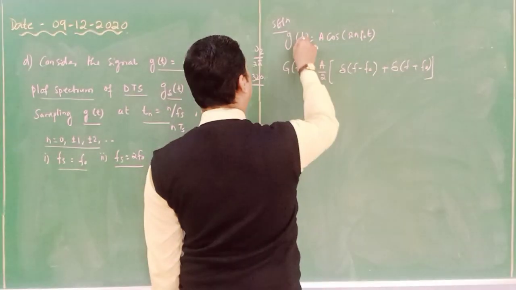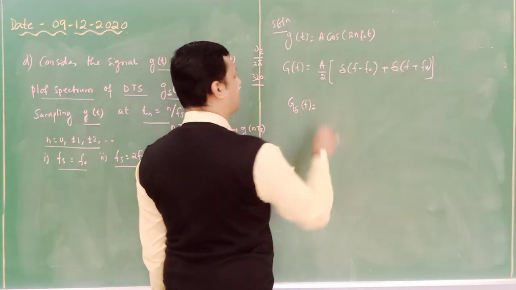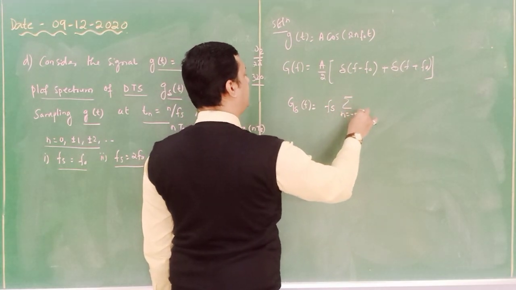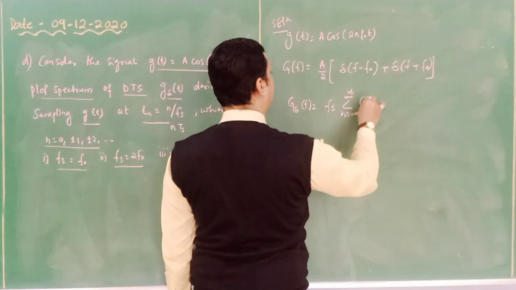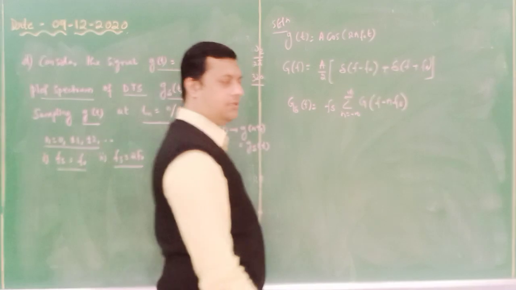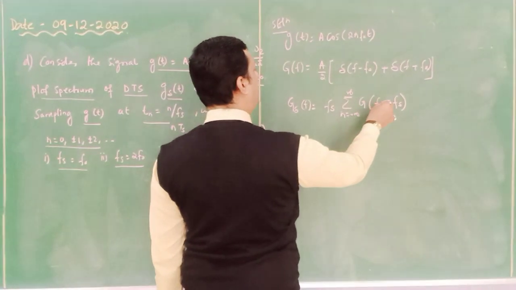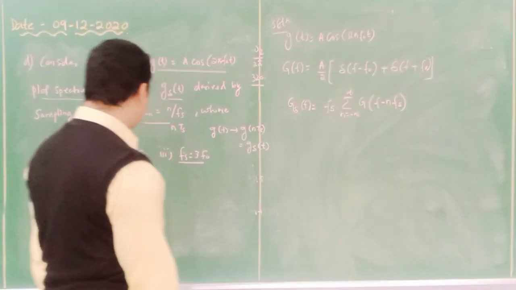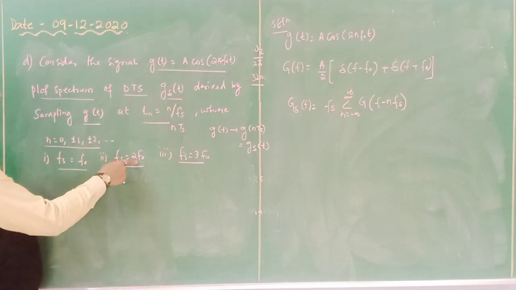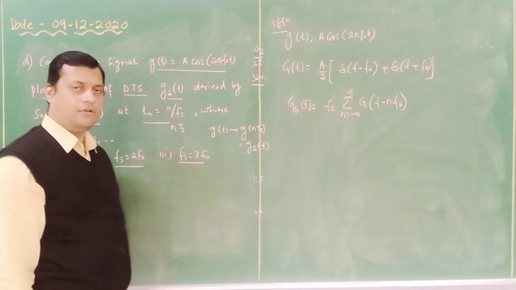Now this is my G(f). I need to calculate G_δ(f). G_δ(f) is equal to fs times the summation over n from minus infinity to infinity of G(f − n fs). So this is the representation. Now according to the given question, you have to substitute fs equal to f₀, then fs equal to 2f₀, then fs equal to 3f₀.